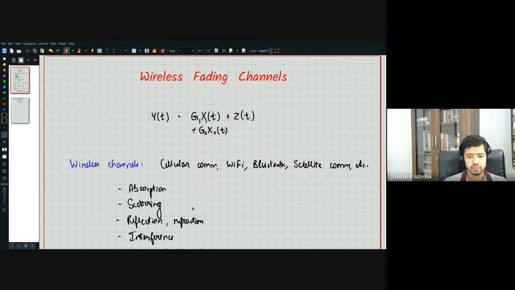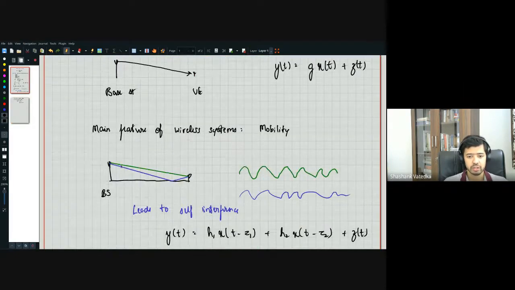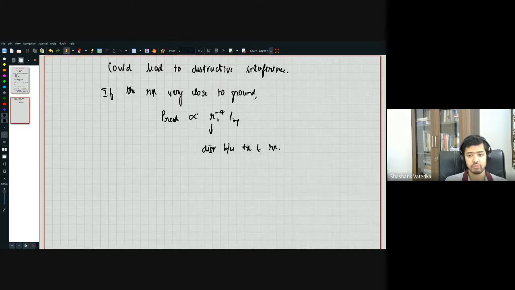So even though there is just one reflective component, and both the transmitter and the receiver are stationary, this one reflective component can lead to a significant deterioration in the amount of power that is received. I won't do all of this, so I will not prove any of these mathematically.